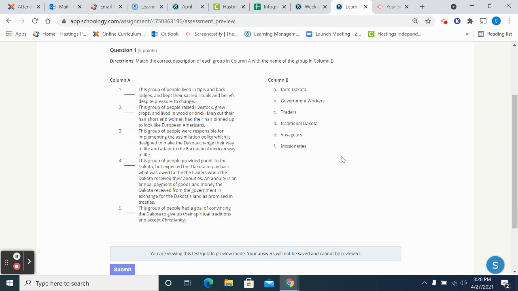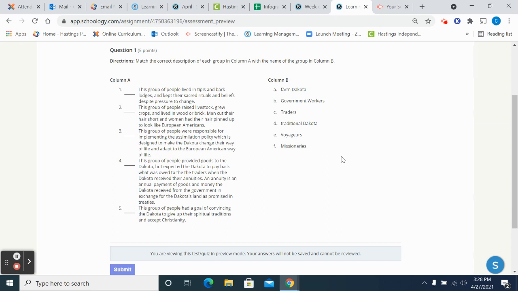And lastly, this group of people had a goal of convincing the Dakota to give up their spiritual traditions and accept Christianity. Obviously, there's only one left. The correct answer is F, missionaries.